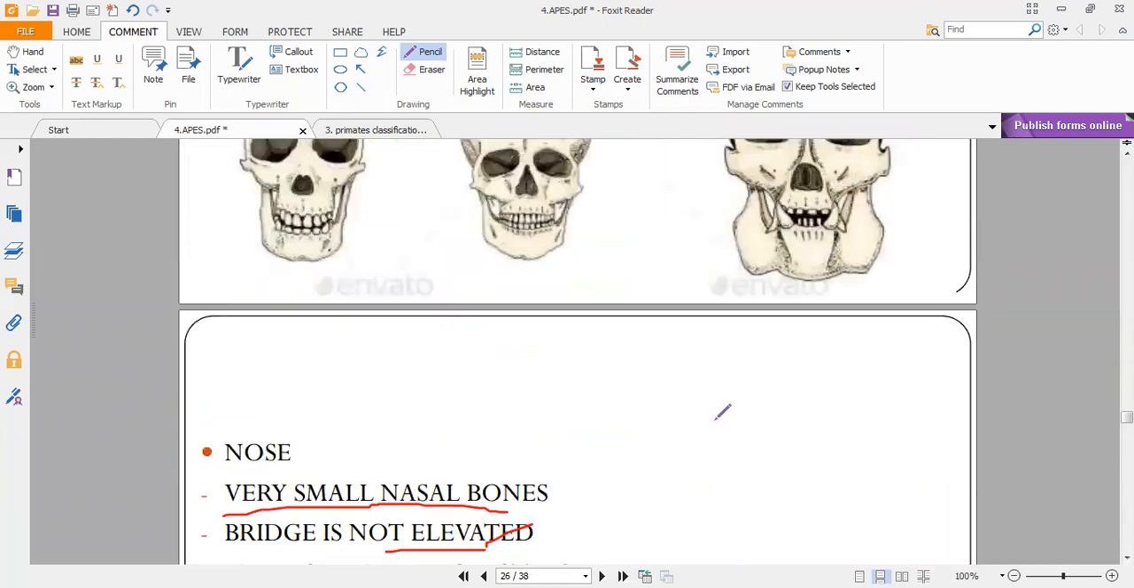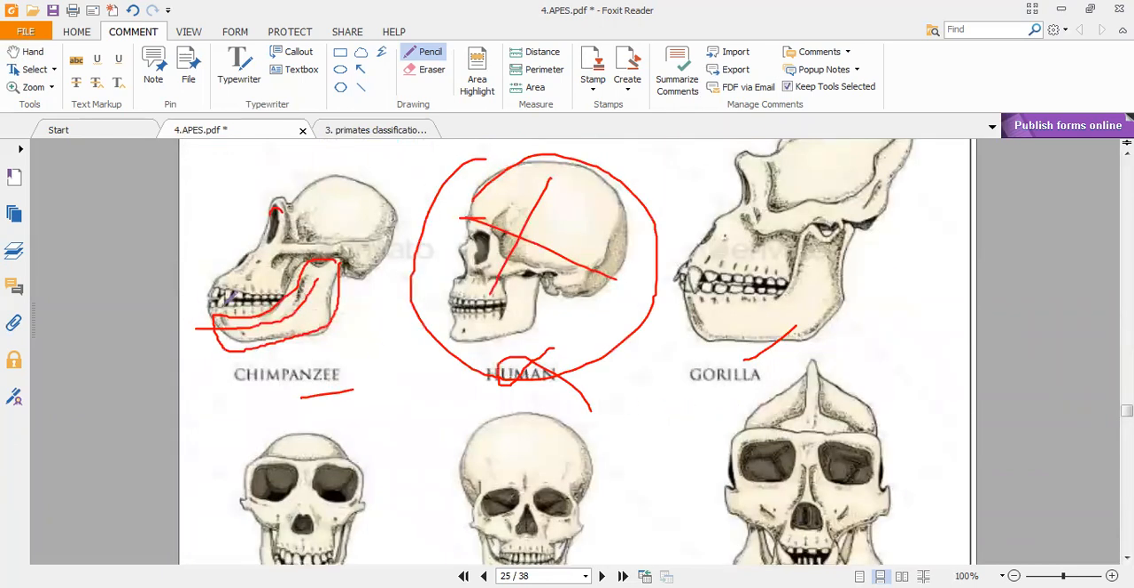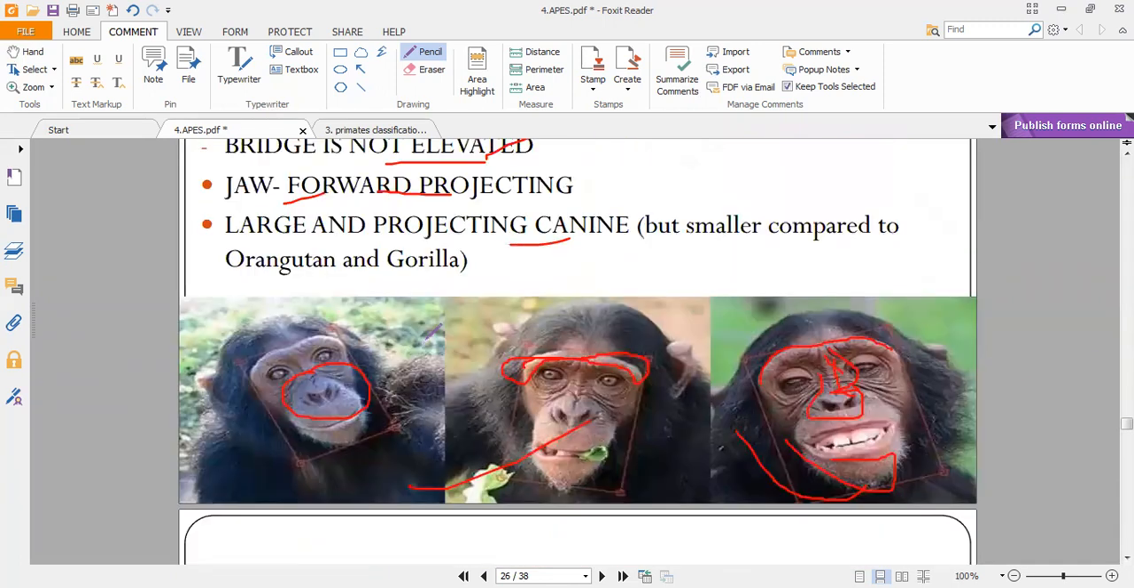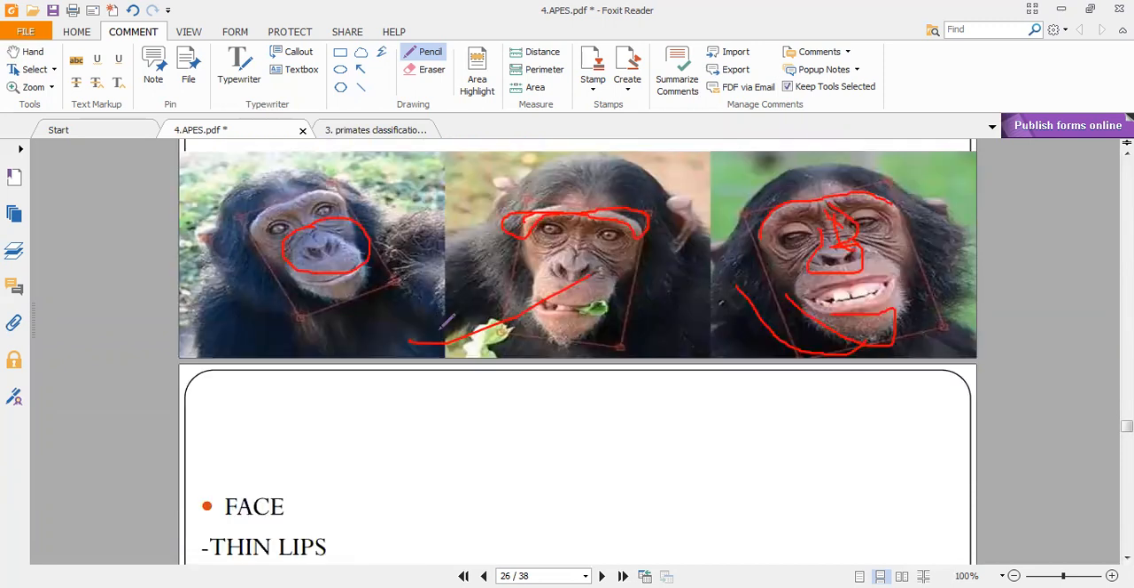This is a very small chimpanzee. And the big chimpanzee, you can find they have a very strong canine, large and strong canine. Projectile means it is coming out towards outside.